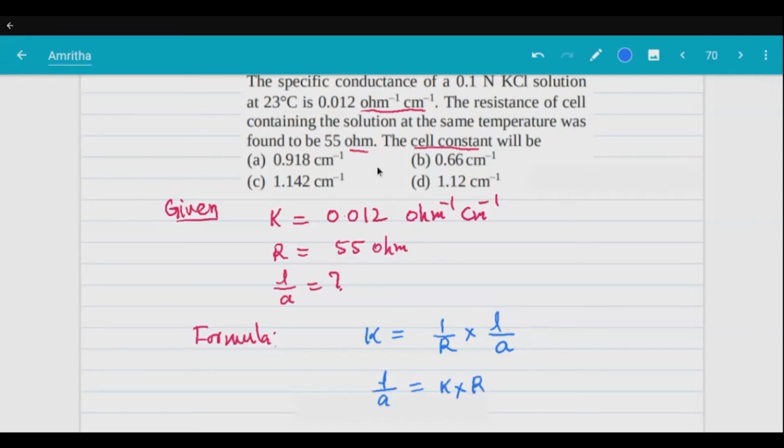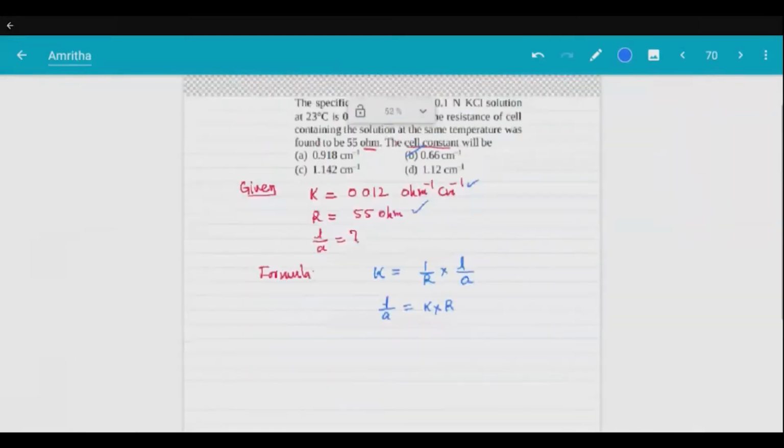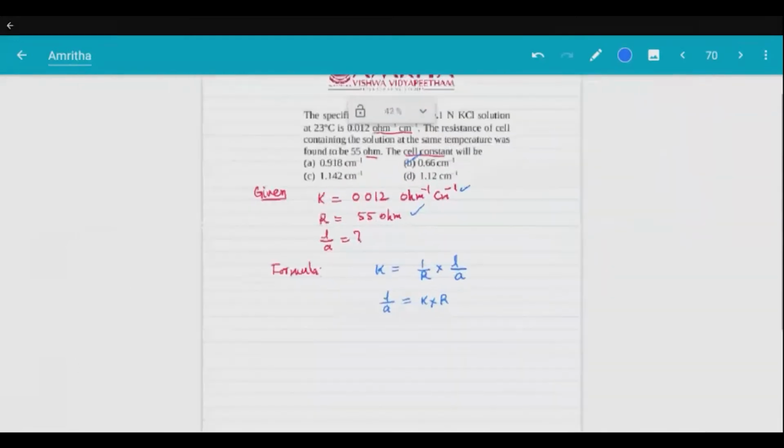K into R. So we have K value, we have R value. So this gets cancelled, per centimeter. How much is it? 0.012 into 55. How much is the value? 0.66, right? So that's a very simple question. Okay, fine.